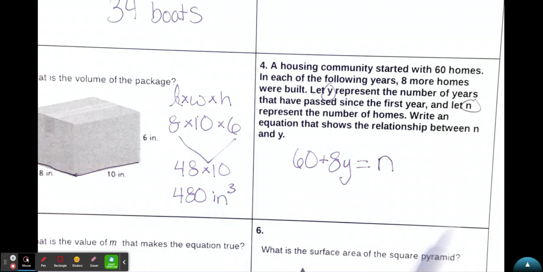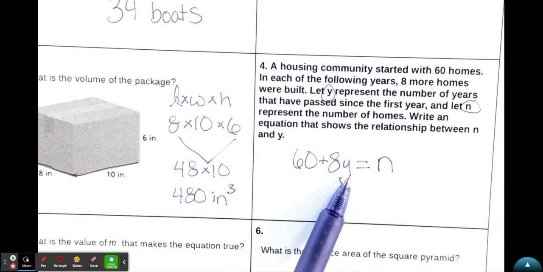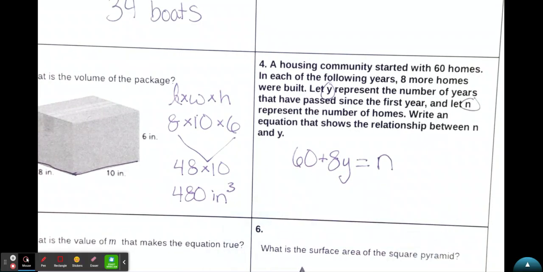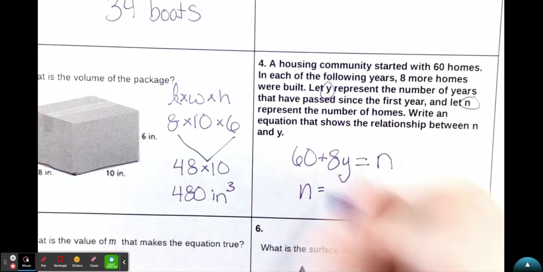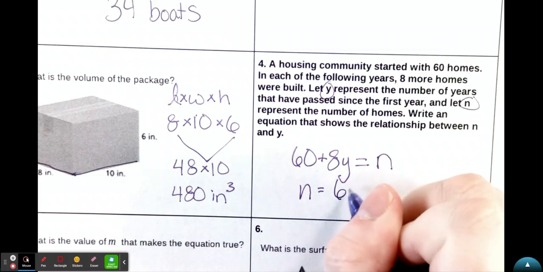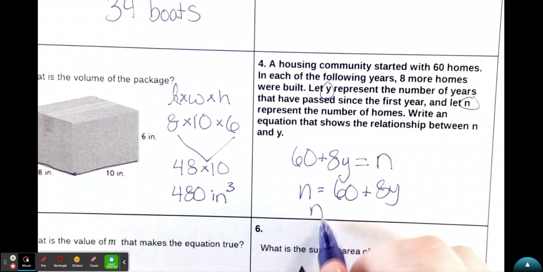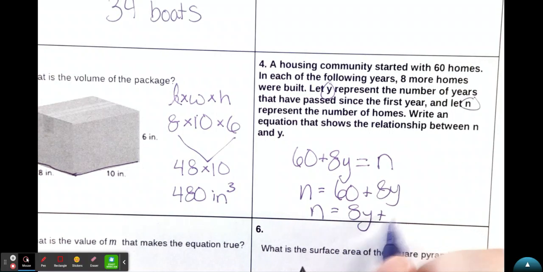So using this equation, if I said, okay, 5 years have gone by, we would put 5 in for y. 8 times 5 is 40, plus 60, that would be 100 homes after 5 years. Okay? Yeah, but they kind of placed it wrong. Oh, do they have it backwards? Yeah, it's just in reversed order, right? Oh, it's even more in reversed order. Yeah. All of these mean the same thing.